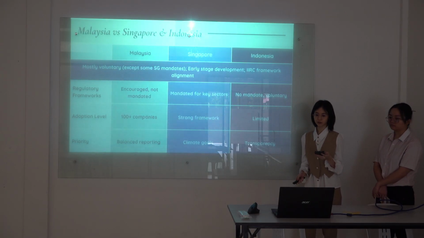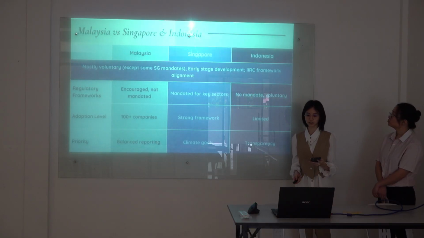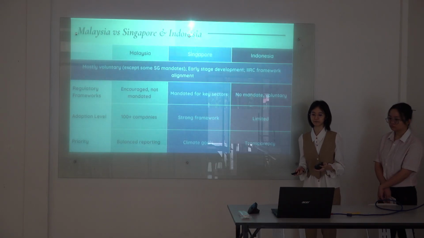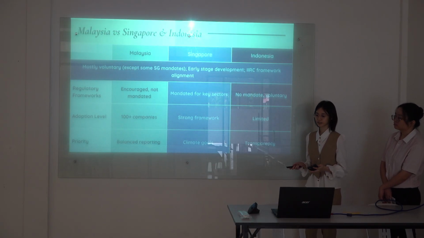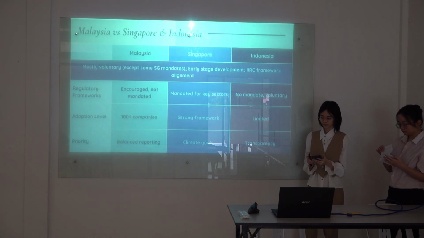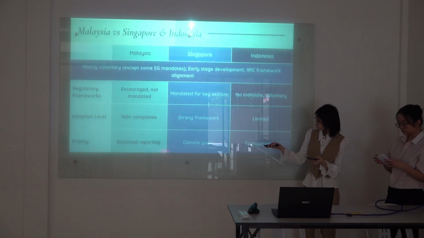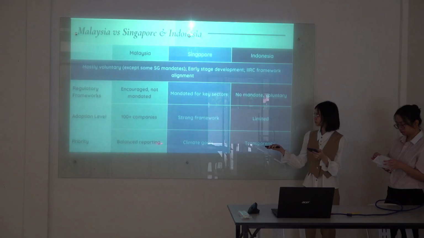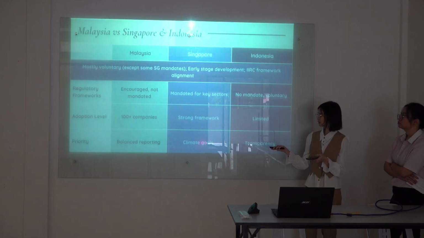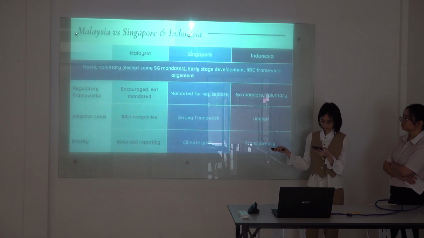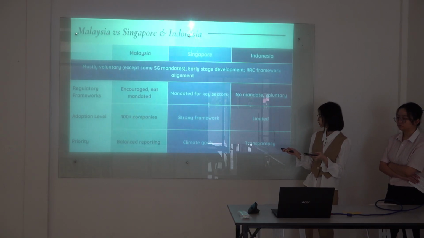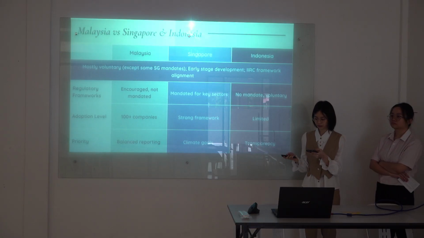For adoption levels, Malaysia has over 100 listed companies using IR. Singapore has a well-structured and faster implementation plan, whereas Indonesia's adoption remains limited and slow. In terms of priorities, Malaysia focuses on integrating financial and sustainability reporting. Singapore emphasizes climate-related disclosures, and Indonesia aims to improve transparency and align with international standards.